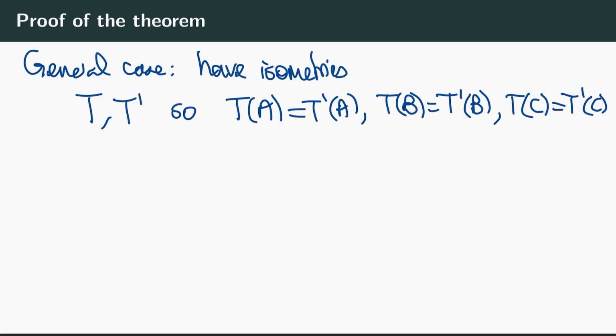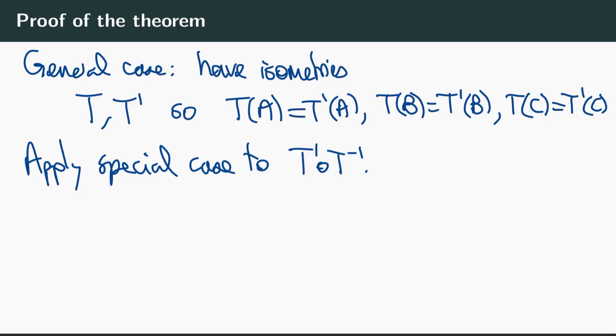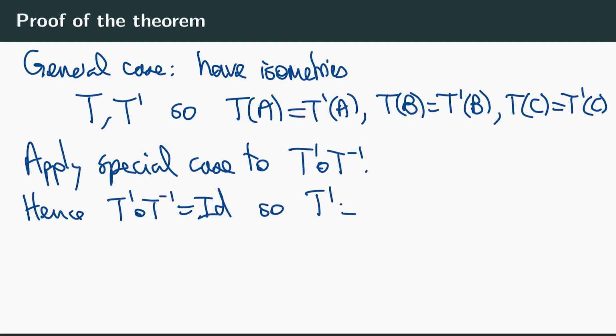Then we apply our special case to the composition of T prime with T inverse. If I look at T prime composed with T inverse, I get that A maps to A, B maps to B, and C maps to C, and hence T prime composed with T inverse is the identity, so that means that T prime equals T. And now we're truly done with our theorem.